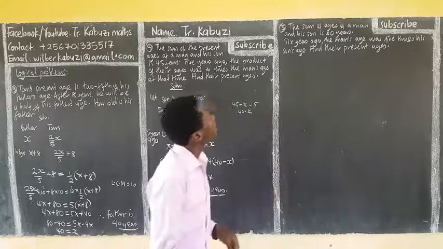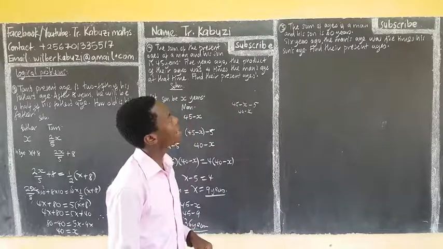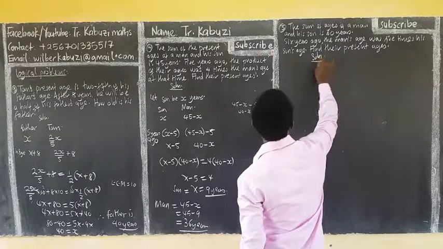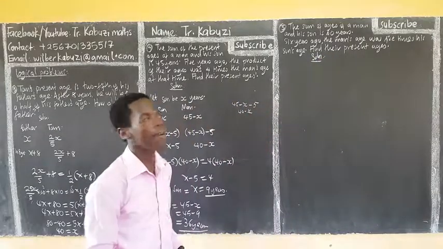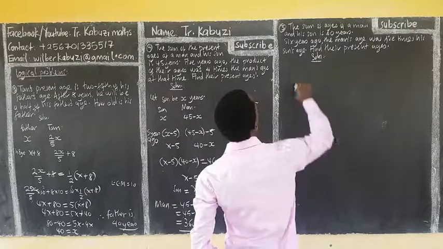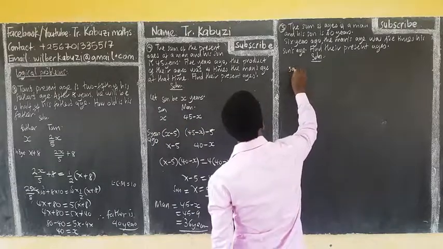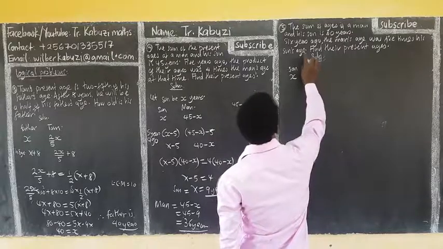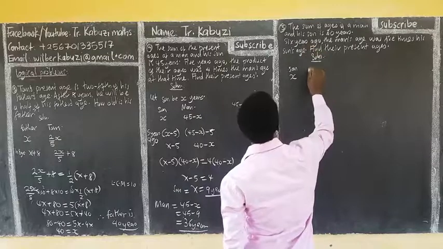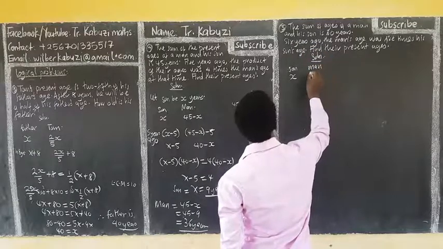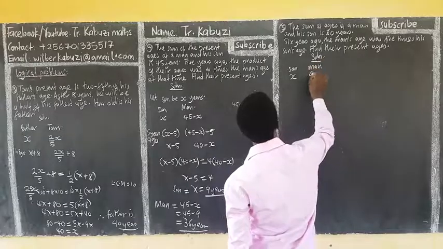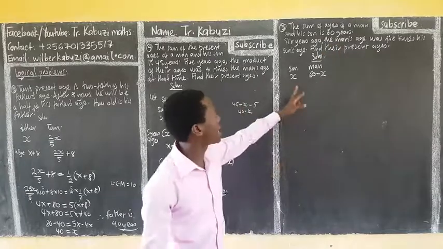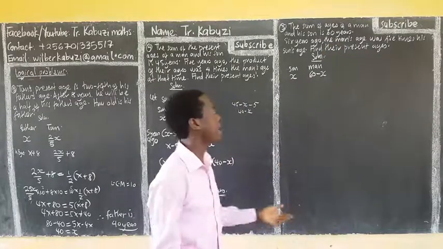Then here, the sum of the ages of a man and his son is 60. So we start with the one who has the lower number. Of course the son is going to have the lower number, so we say the son is x. Then the man is going to be 60 minus x, because the sum of the two is 60.